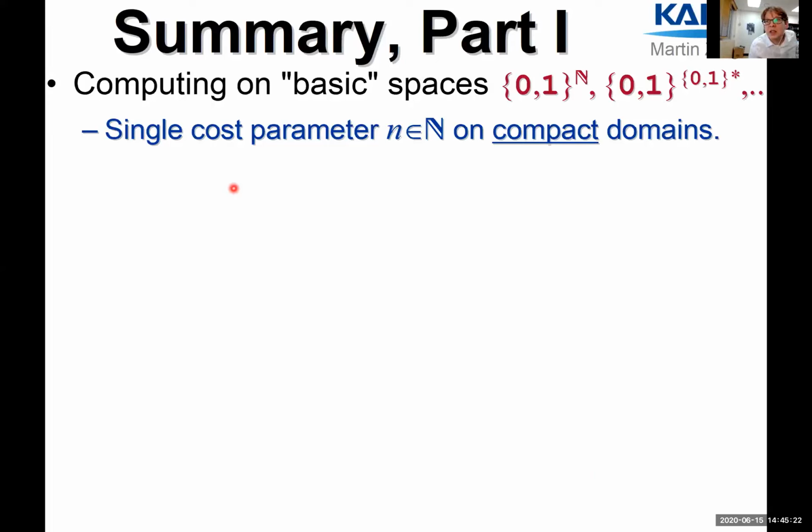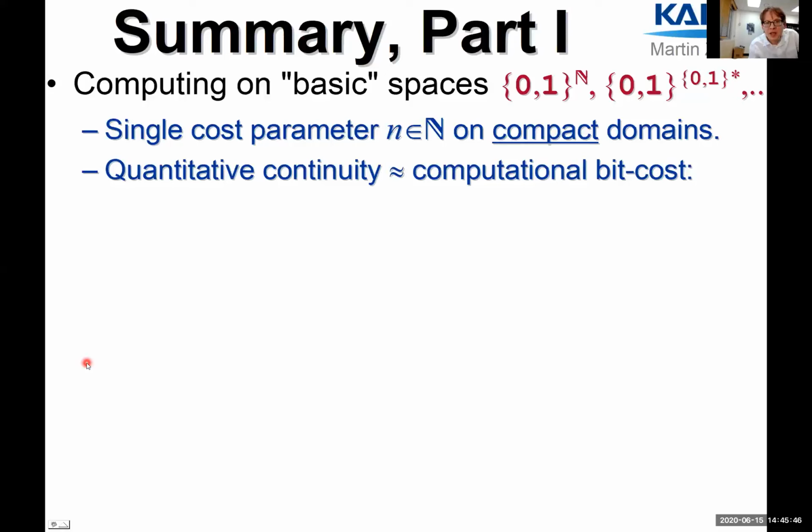We've discussed some main properties of computation on these spaces. First property is that whenever the domain is compact, then we can get away with a single cost parameter that does not depend on the input, but only counts the worst case number of steps until the nth output approximation has been produced. Quantitative continuity here corresponds to computational bit cost, so that led us to introduce this relative notion of polynomial time computability, which says it's only fair to give functions more time to compute when they have a large modulus of continuity.